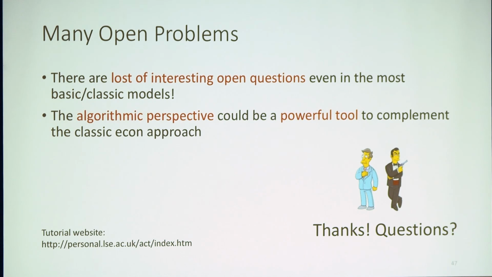Hopefully, your main takeaway from this tutorial is that there's actually a very simple mathematical model. Economists have worked on it, so it's very standard in econ. It's very fundamental, very central to microeconomic theory, and the algorithmic perspective and our tools could really contribute here. Please do this. Go out and solve those problems. Thanks.